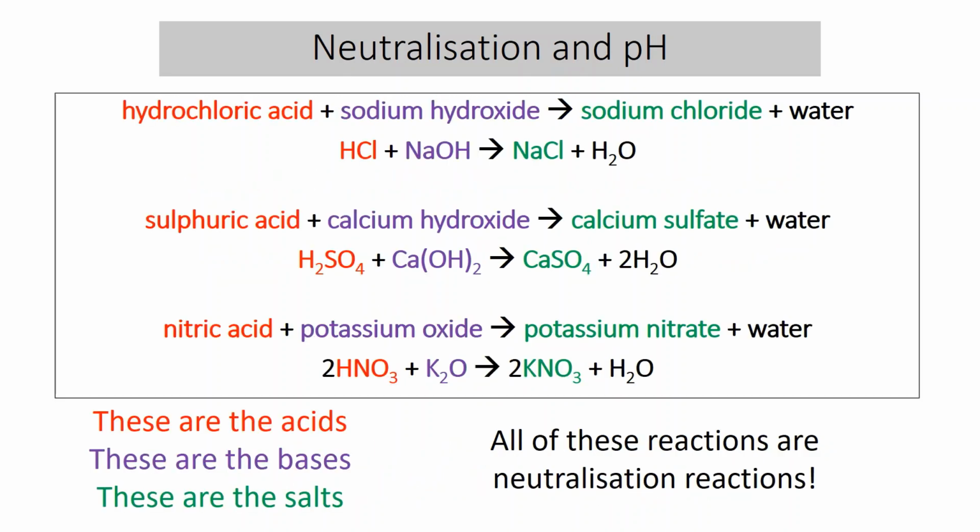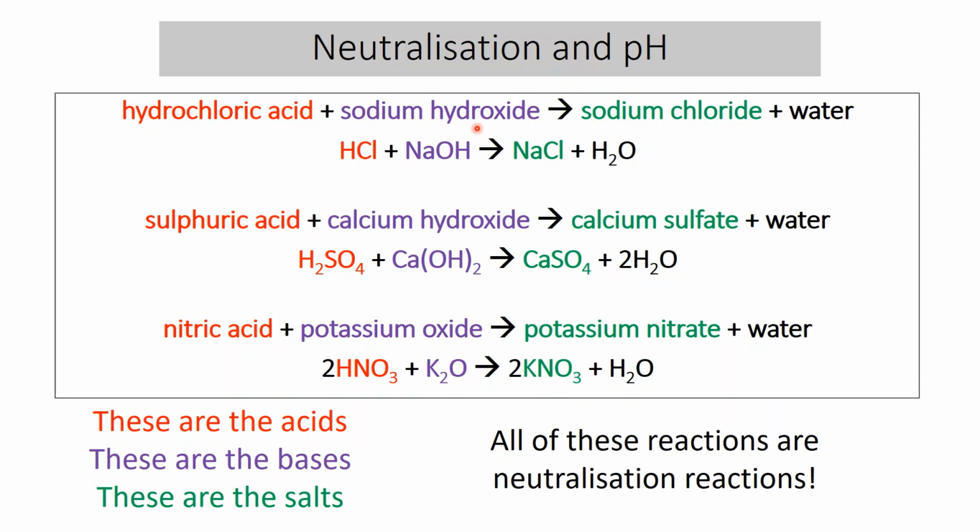Well done, Year 10, for giving this a go. The answers are here on screen. So hydrochloric acid is an acid, so is sulfuric acid, as the name implies, and nitric acid as well. I've colour-coded these. The ones in red are all the acids, and I've included the formula underneath in terms of the balanced symbol equations. You'll see in a moment why I've colour-coded them in red.